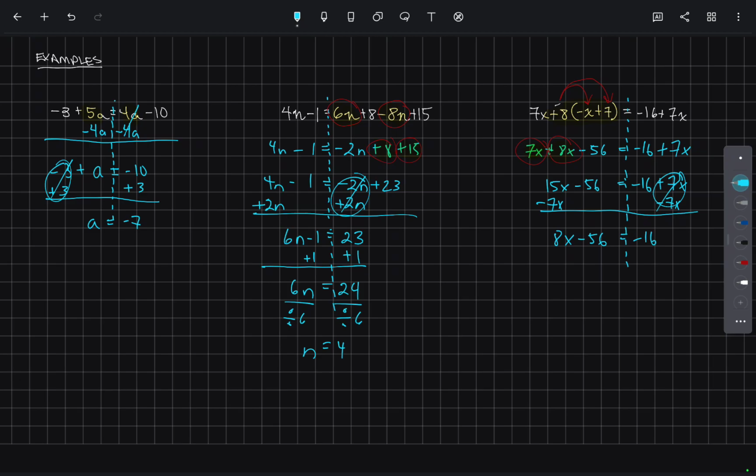Then we know that we have to move. This looks like just a regular two-step equation now. So plus 56, plus 56. That'll create a zero pair there. We have 8x equals 40. We know a number next to a letter means multiply. Opposite of multiplying by 8 would be dividing by 8. 8 divided by 8 is 1. X equals 5.